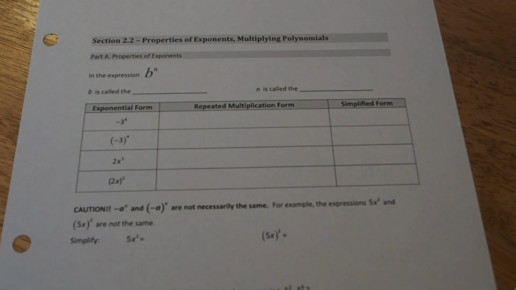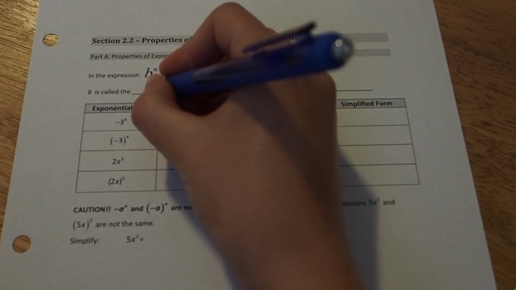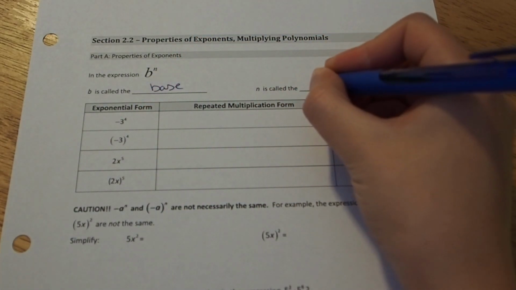Section 2.2 is on properties of exponents and multiplying polynomials. We're going to begin with part A on properties of exponents. Some definitions to start us off. First, in the expression b to the n, b is called the base and n is called the exponent.